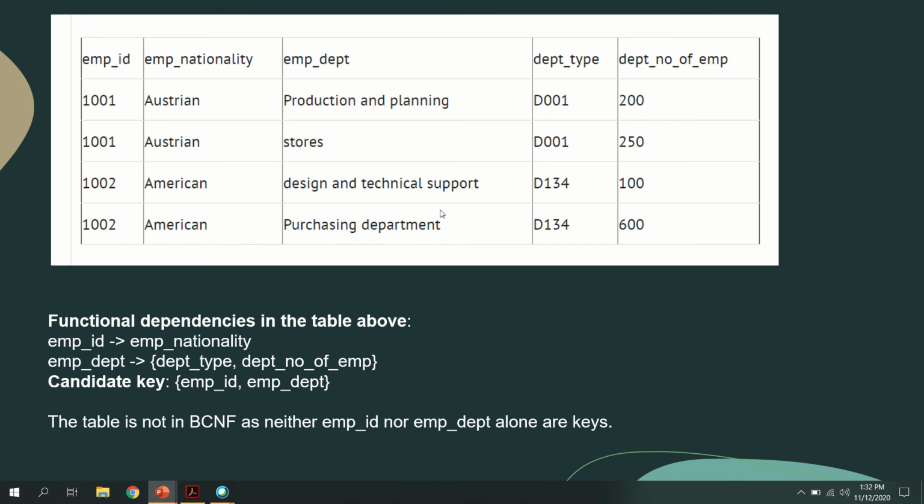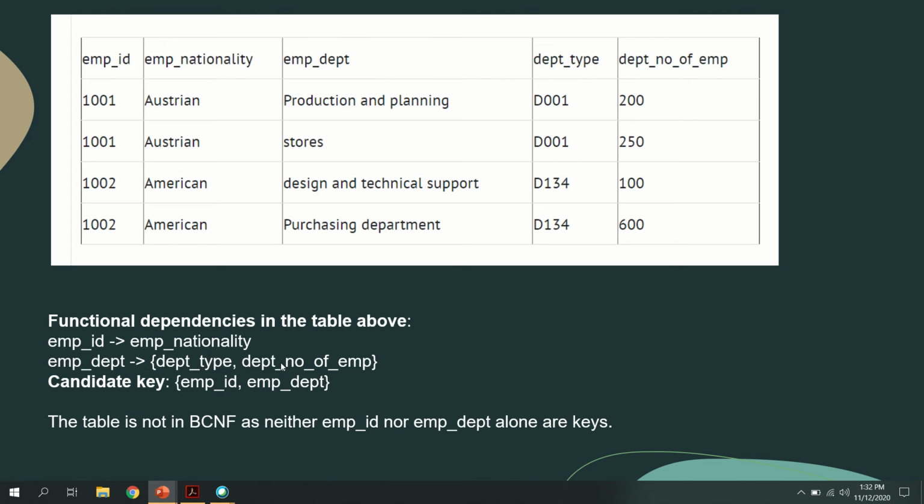So from this table we can consider these two functional dependencies. The first one is employee ID implies employee nationality. That is, 1001 implies Australian, 1002 implies American. So it is a functional dependency that exists inside the table. Its meaning is that if you know the employee ID of a person, you can uniquely identify the nationality.